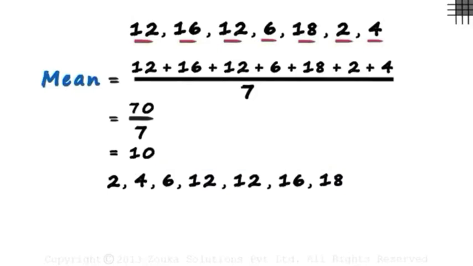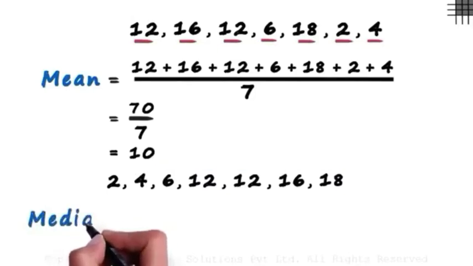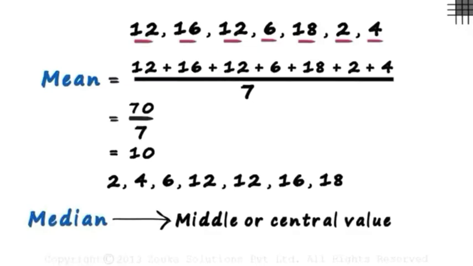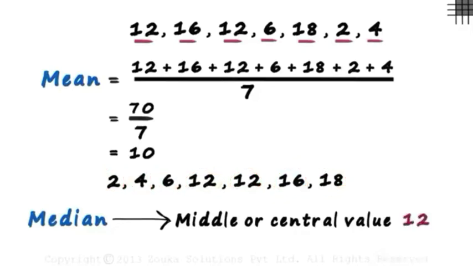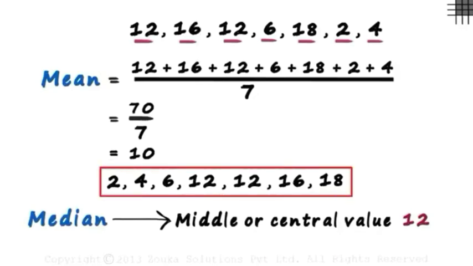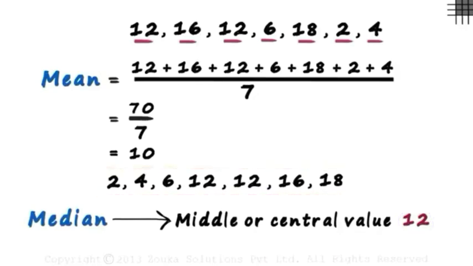Arranging it in an ascending order gives us something called the median. The median is the middle value of the list when it's arranged in ascending order. There are 7 values we have here, and we can see that 12 is the middle value. So the median of this set of values is 12. The median is just another way to measure the central tendency. So the mean is the average and the median is the middle value, but only after we have arranged the terms in ascending order. And the third concept is that of a mode.